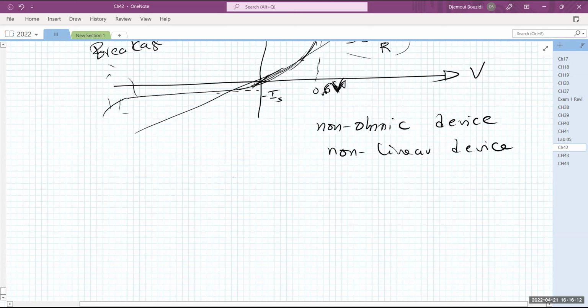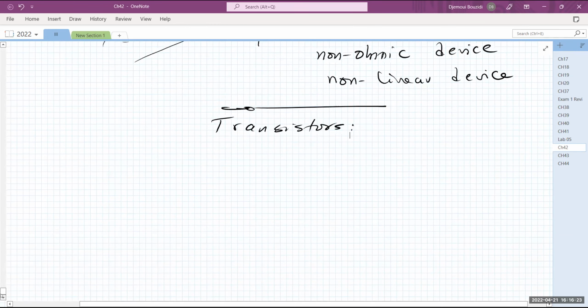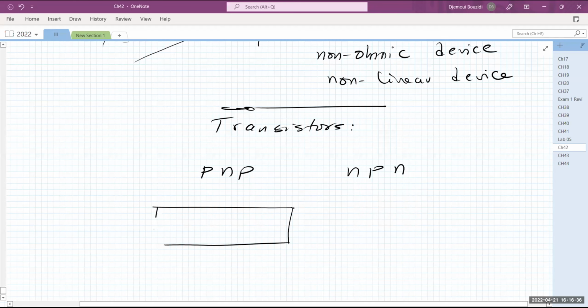Okay, so we still have 2 topics to talk about in here. First of all, transistors. For transistors, you have 2 types mainly. You have the PNP and NPN. So what I mean by that? In the case of a PNP transistor, you have an N material squeezed between 2 P doped materials, okay? And in the case of an NPN, it's the opposite, that's all.